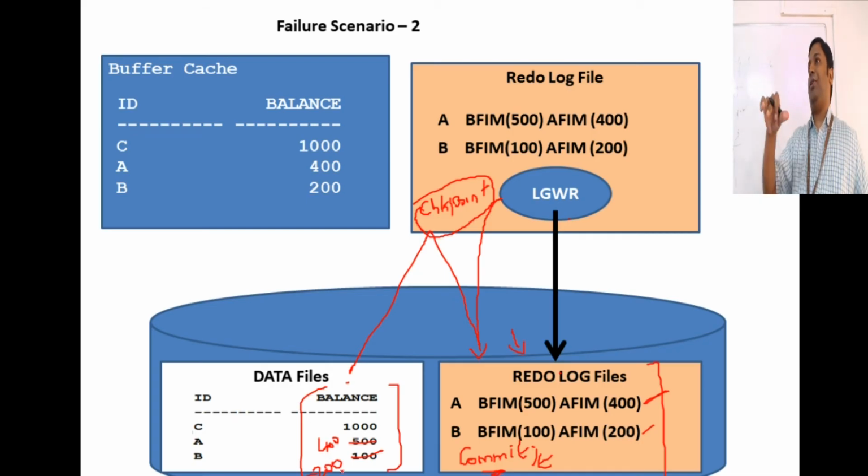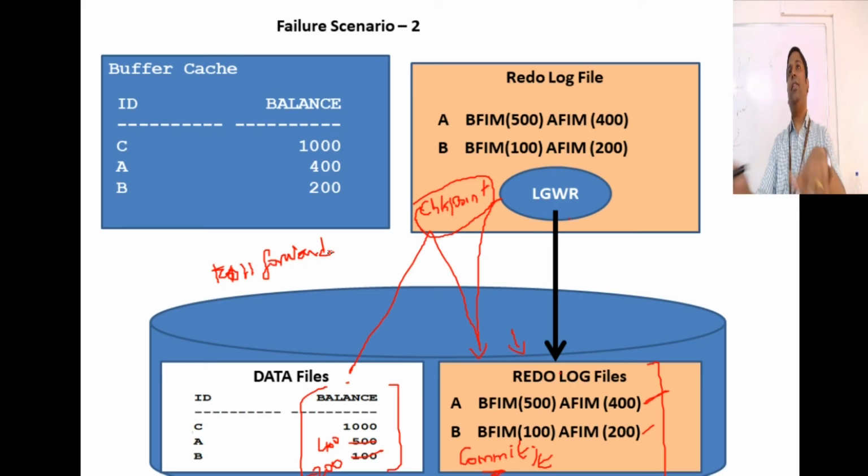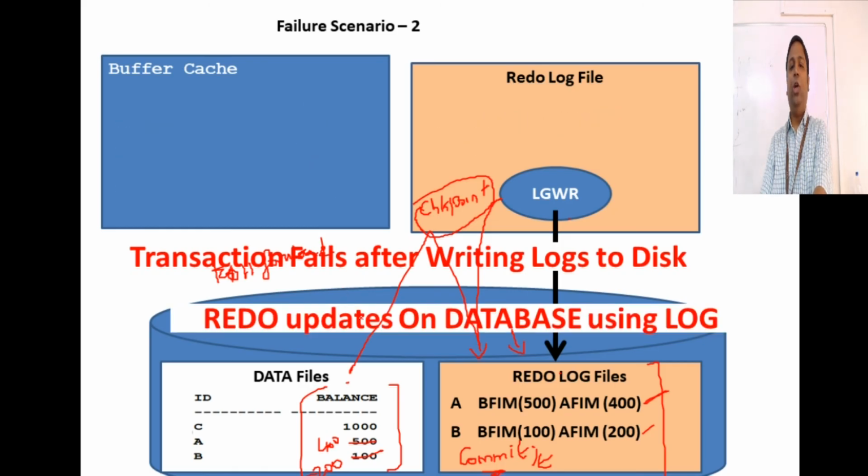So it will redo things, and this is called roll forward. What is this? Roll forward. Because we are not rolling back, we are making the changes, we are rolling forward the changes. Automatically this will happen when you bring the database instance back: the checkpoint recovery process will check the redo log file and compare that with your data files. If there is a mismatch, a transaction that has already committed, there is no need to roll it back, just apply these changes to the data files. So this is called roll forward, and you call that a redo of updates on the database using the log.